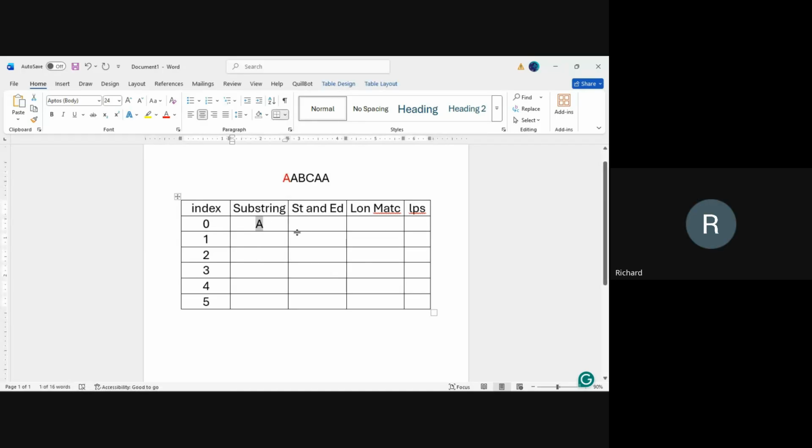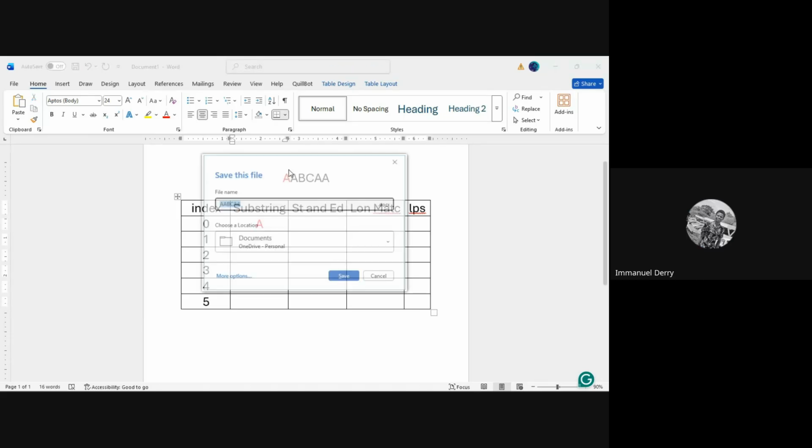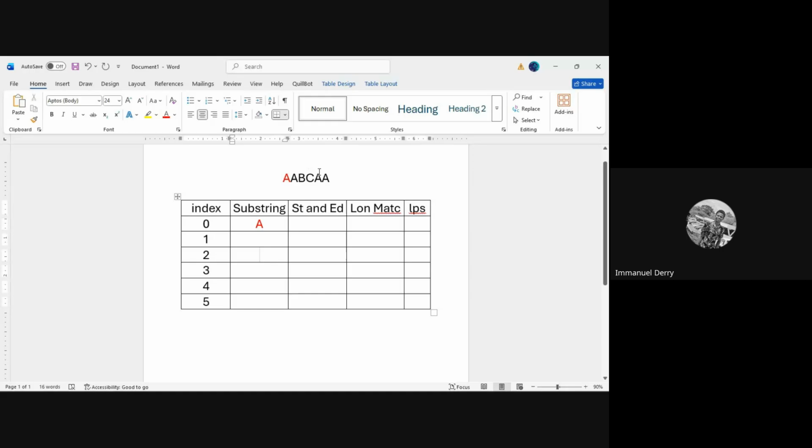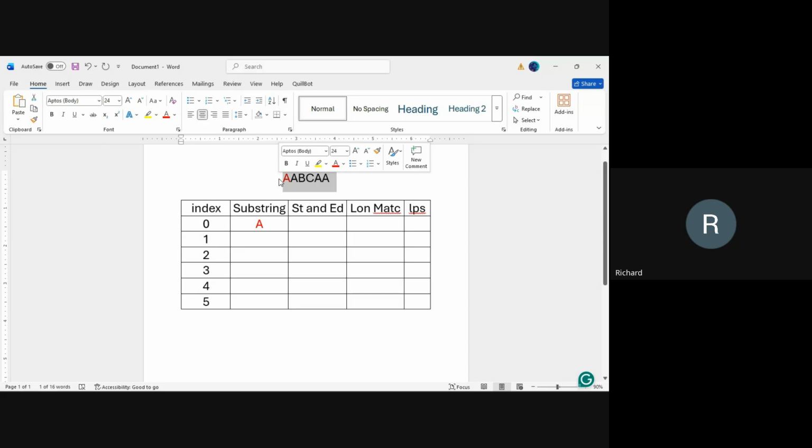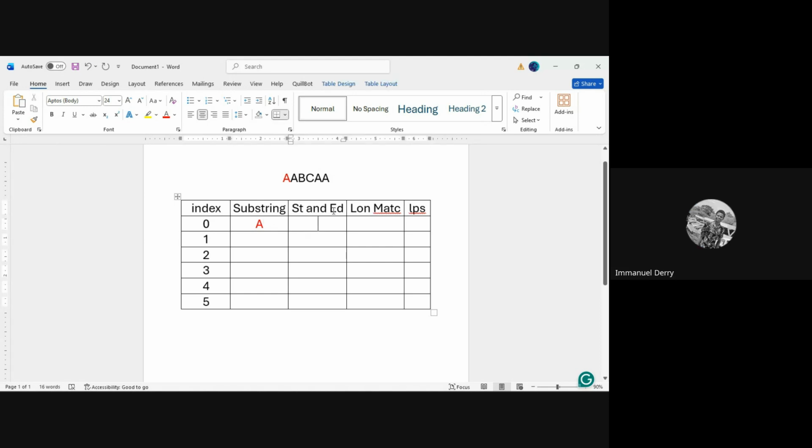Sir, how do you choose your index? The index starts from 0. So here, 0, 1, 2, 3, 4, 5. Using the character, yes, so this character A is index 0, this is index 1, this is 2, this is 3, this is 4, this is 5. Okay. Right. So now the start and the end.